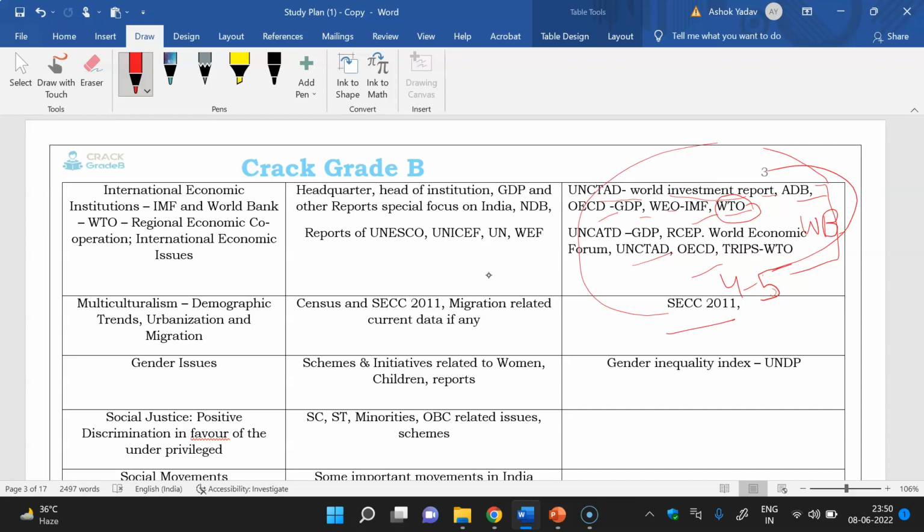Socioeconomic class census: it is given on the SEC website, and also in our content. One table is there, 4 or 5 data points are given. So one question we can expect, in 2 marker or 1 marker.